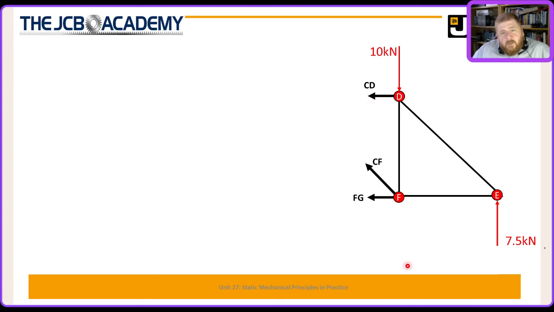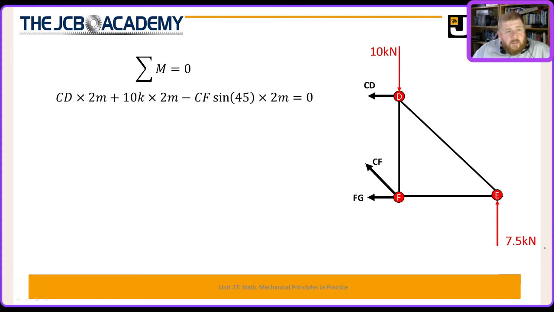So this time we're sticking to our anti-clockwise is positive convention, where we see that CD times the 2 meters it is acting vertically from point E, plus the 10k times the 2 meters it is acting horizontally from point E, minus the vertical component of CF, which is CF sine 45, times the 2 meters it is acting horizontally from point E.